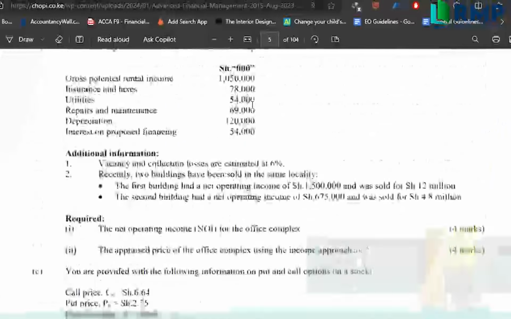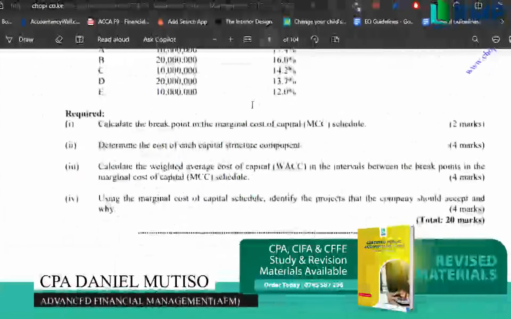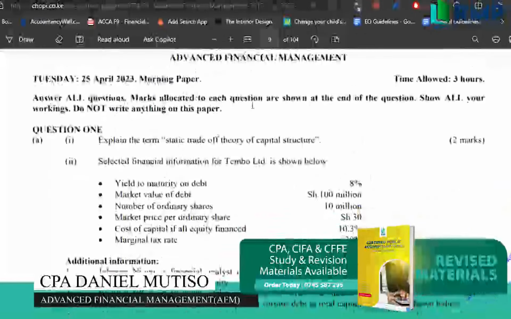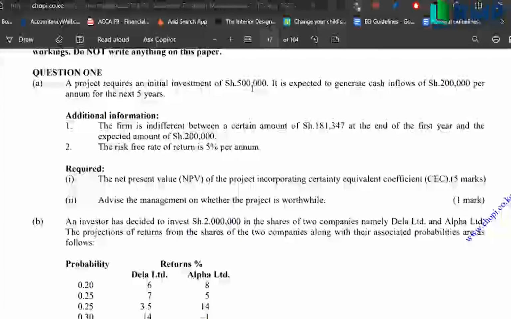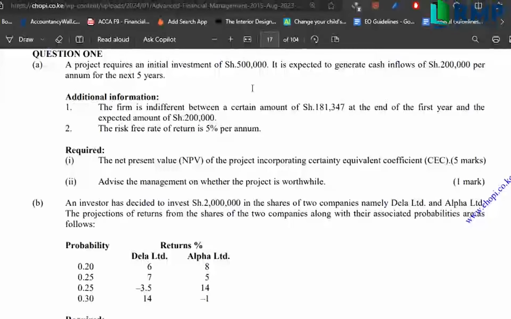So, where is the question? Let me see. Where are we? April. Where are we? August 2022. Very fast. Someone to read the question. It is already on your screen, please. Someone, please.